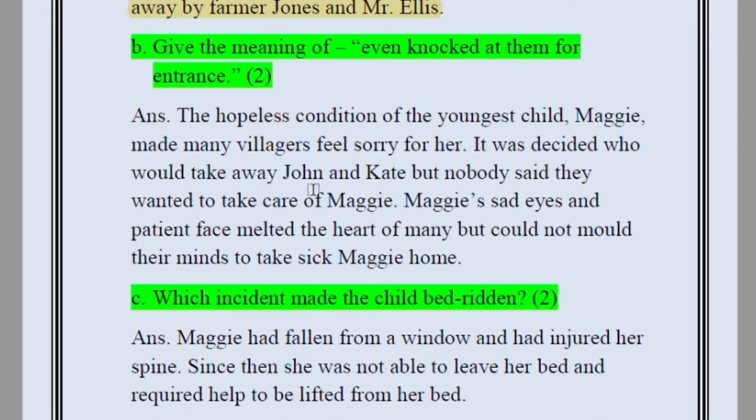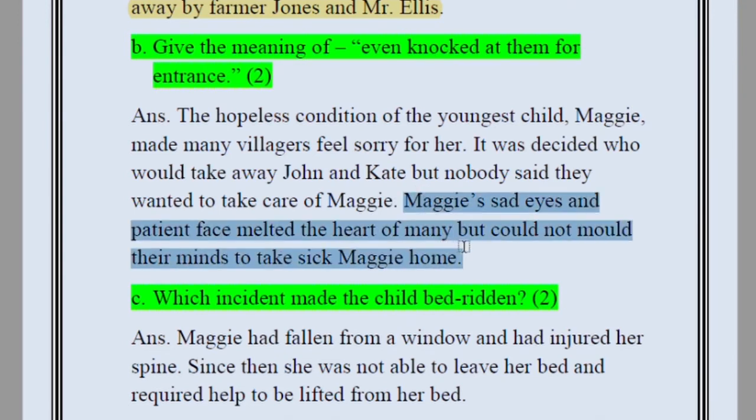So there was a farmer who took away the boy, there was another person, Mrs. Ellis, who took away Kate. And so there was nobody who said, okay, I'll take Maggie. Maggie's sad eyes and patient face melted the heart of many, but could not mold their minds to take sick Maggie home. So there were a lot of people who were feeling sad about what would happen to Maggie. But there was not even a single person who was ready to take the responsibility of Maggie.